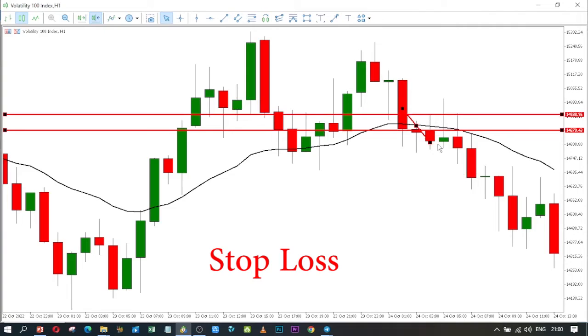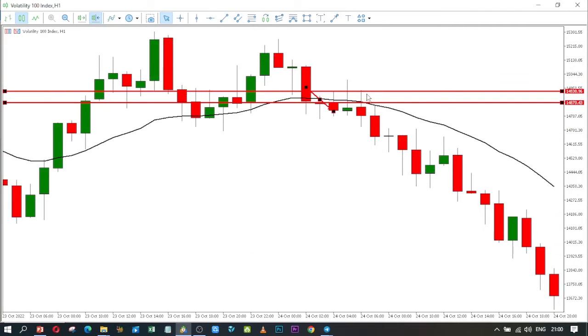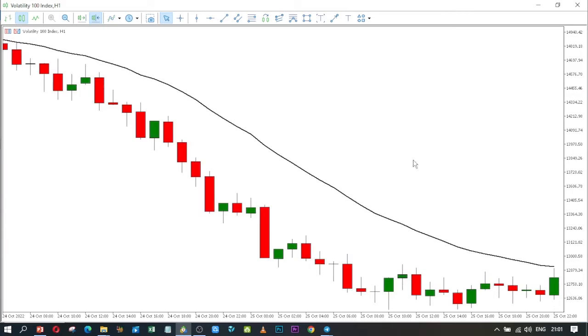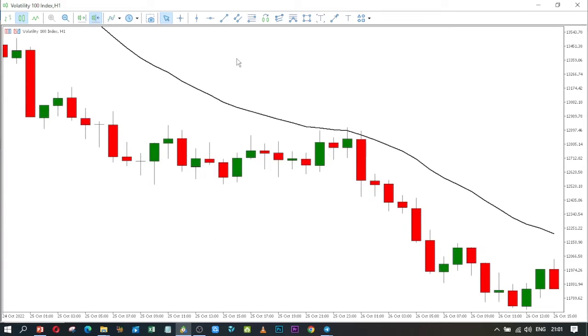So in this first example that I showed you here, you would have maybe lost this trade because of this other candle here, but as you can see, the market moved all the way down, but there's no strategy that's going to win 100%. So here's another example that was a good winner.